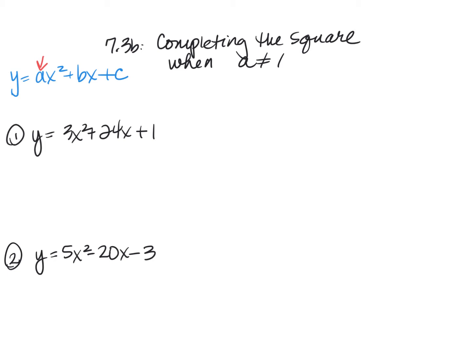Look at number 1, 3x squared plus 24x plus 1, all right? The first thing I want to do is to pull out a, whatever a is. In this case, a is 3, okay? And I'm going to treat it like a GCF on these first two terms only. Okay, what do I mean by that? Well, it looks like this. y equals, I'm going to take the 3 out, just the 3, and I'm going to leave in x squared plus, now 24 divided by 3 is 8, plus 1. See how I pulled out a greatest common factor of just 3?